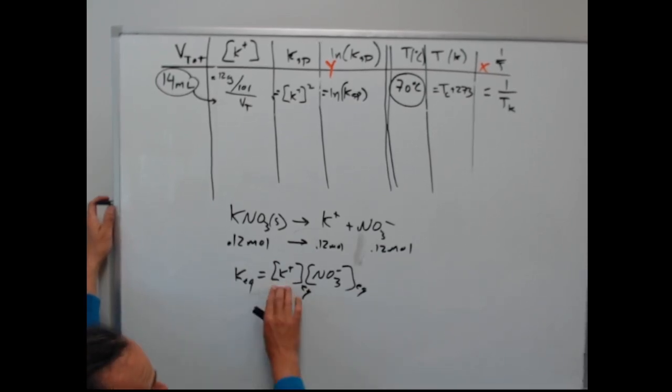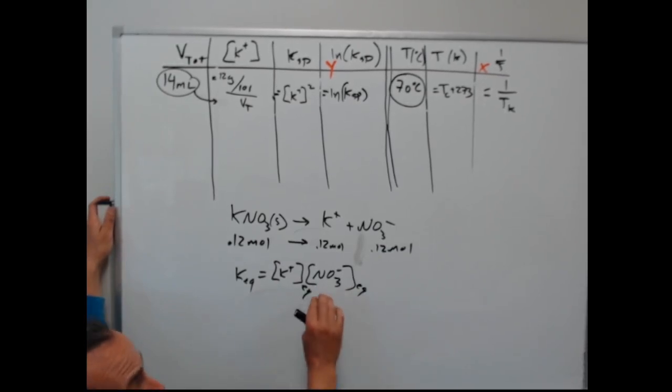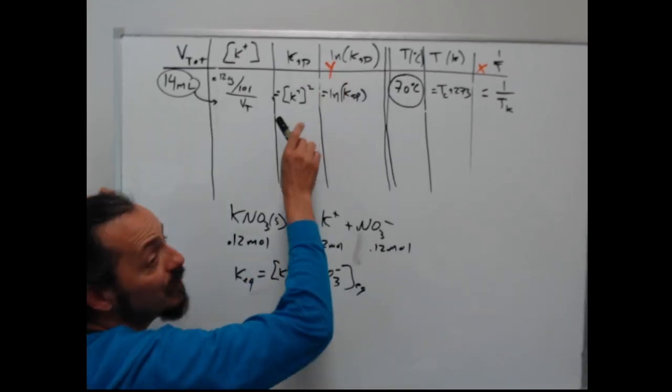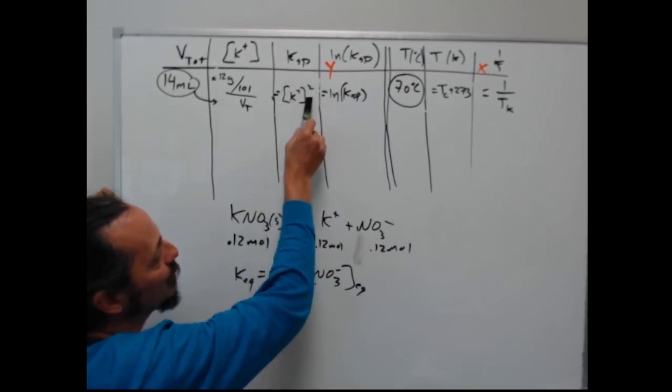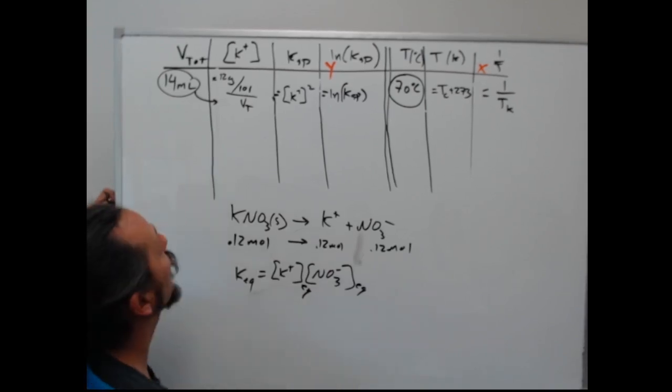And so the K plus concentration is 0.12 divided by volume total. The nitrate is 0.12 divided by total volume. So it's 0.12 times 0.12 divided by volume total times volume total. So it just becomes 0.12 squared over volume total squared. It just becomes K plus squared. So we can just say our KSP value for this case is just the K plus concentration squared, because we have this nice mathematical relationship for that.